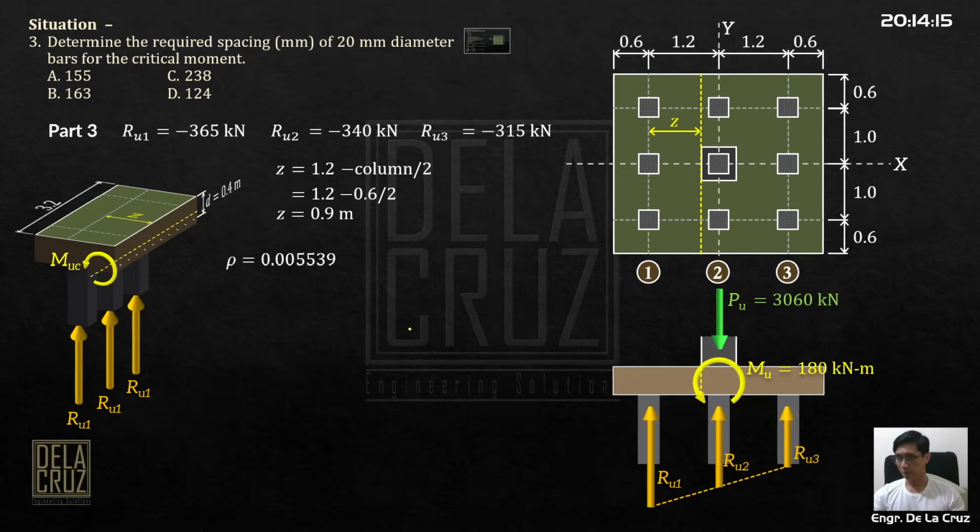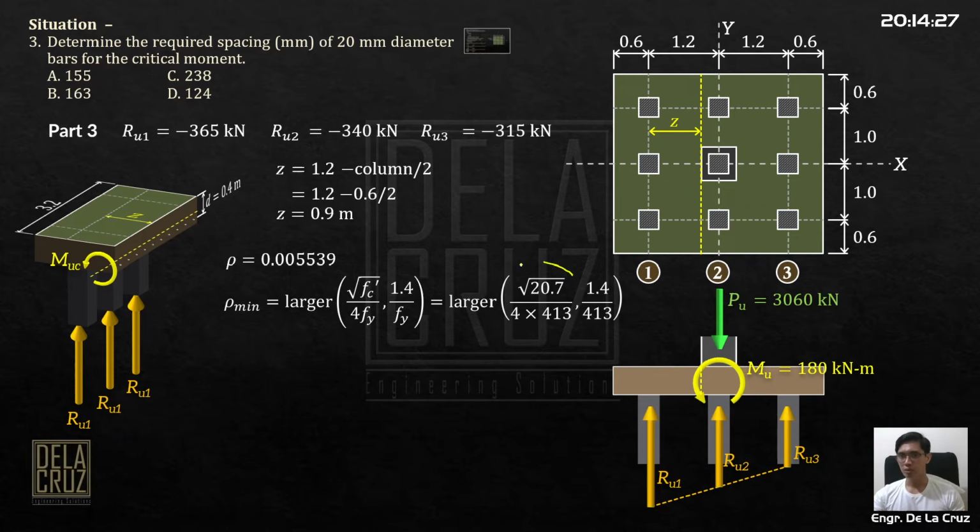Alright, but before we use that one, check muna natin si minimum. Minimum required. So, the minimum required is the larger of square root of fc prime over 4Fy or 1.4 over Fy. Larger. So, evaluate the two. Sino yung mas malaki dito? Yung mag-govern is ito, 1.4 over 413. 0.00339. Mas malaki yung ating required rho or hindi siya bumaba sa minimum required. Means, okay, gamitin to. Gagamitin natin yung nakuha natin.